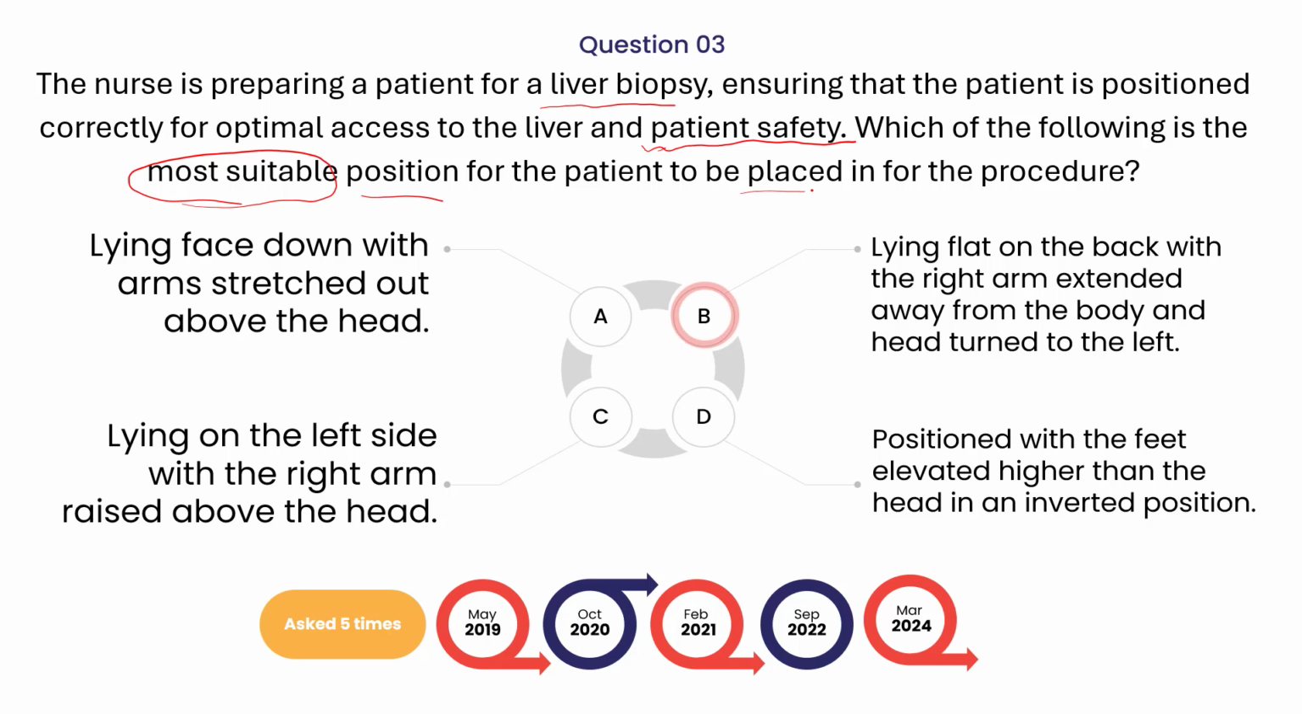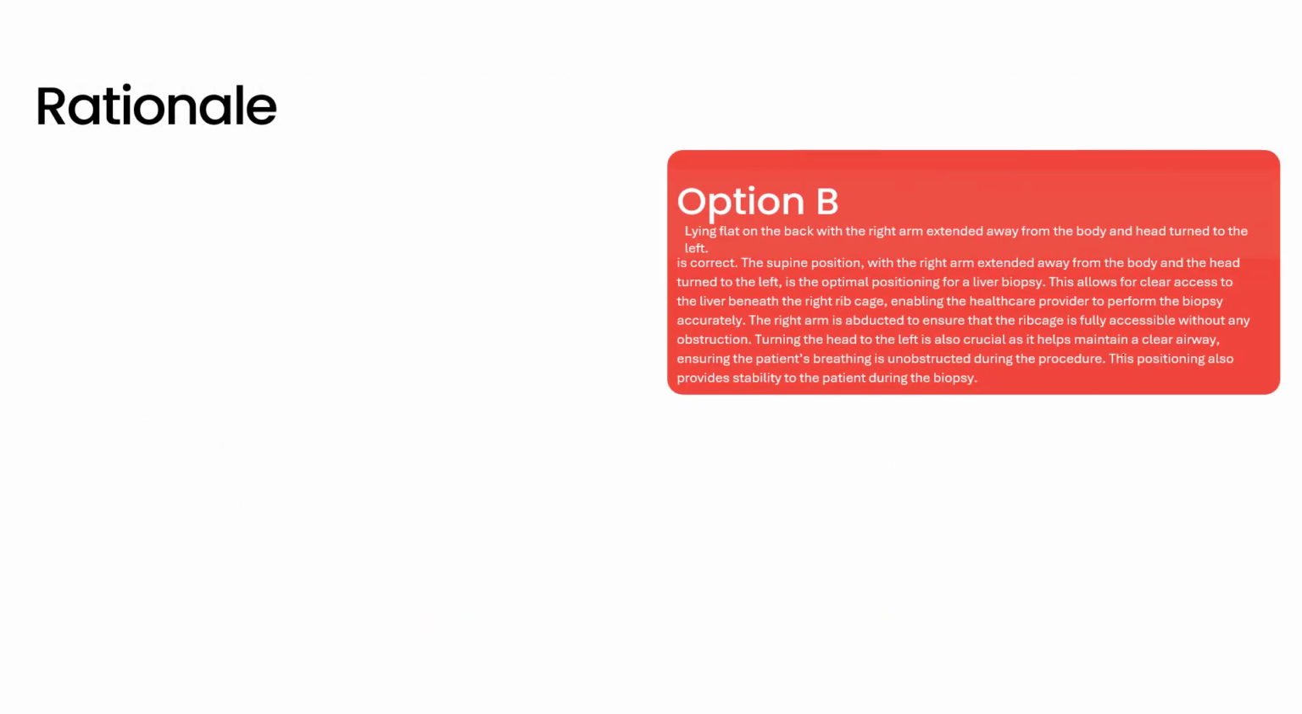Correct answer, B. Lying flat on the back with the right arm extended away from the body and head turned to the left. B is correct. The supine position with the right arm extended away from the body and the head turned to the left is the optimal positioning for a liver biopsy.